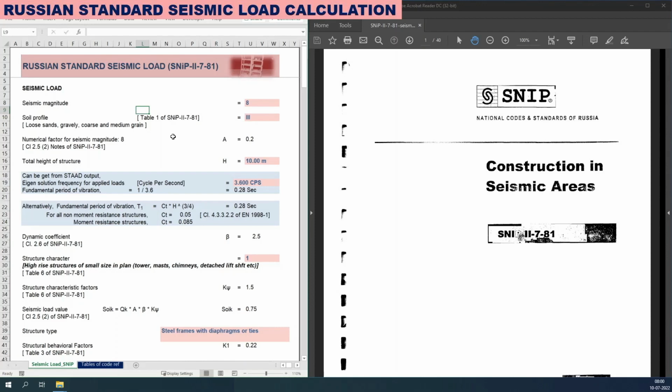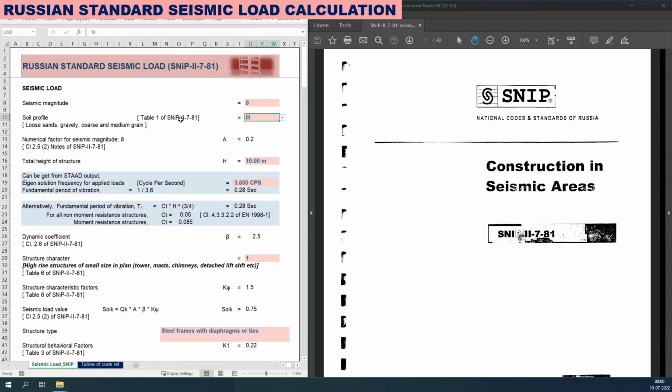The first input we record is the seismic magnitude, which has a range of 7 to 9. This is as per technical specification or project requirement. The second one is the soil profile. This is to be referred from the soil investigation report or any geotechnical requirement from the project team. Generally, this soil profile is classified from 1 to 3.